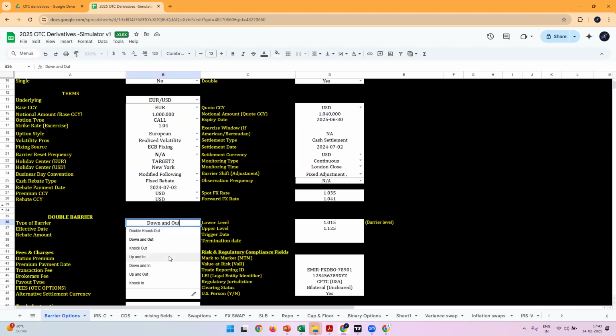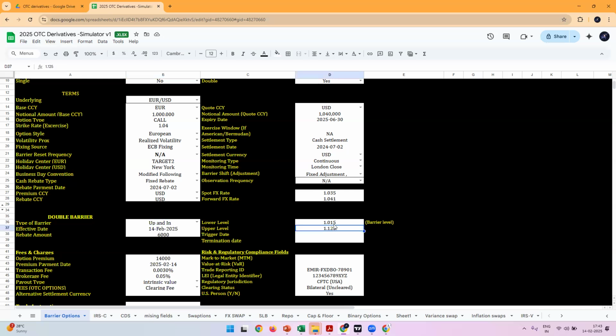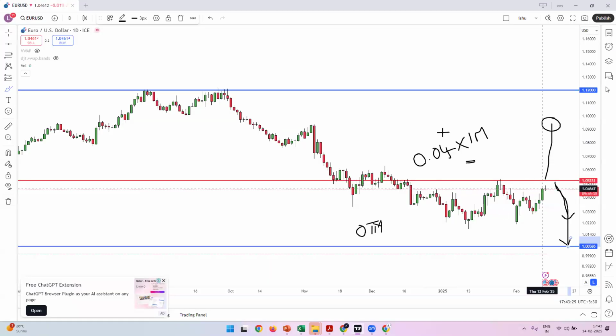Up and in, like you want to start this contract with inactive status and then you want to activate it. That time what we do, we don't put anything in the lower level, we just put the upper level. That means this option will become active only when 1.125 gets breached. So let us look at that here in this example.